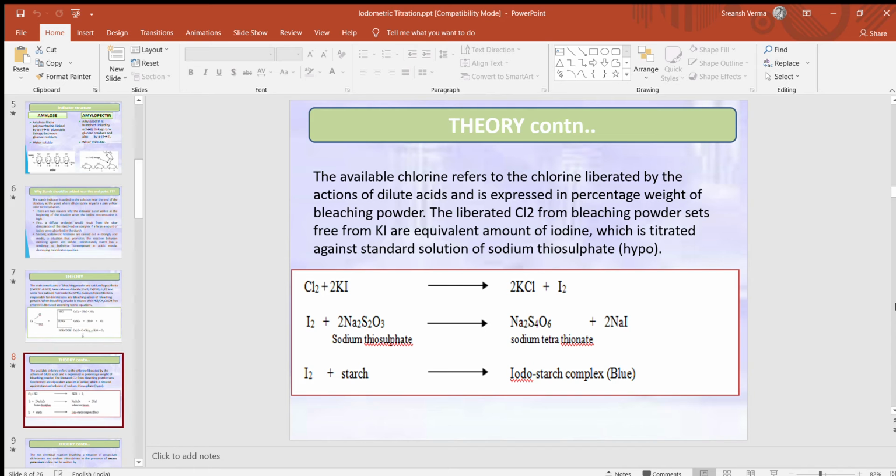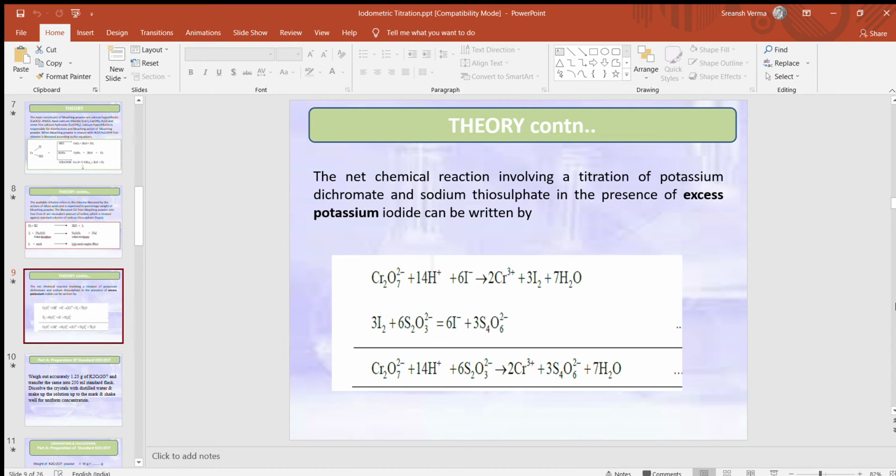This formation of iodostarch complex shows that the iodine which was present in the solution has now reacted with the starch. So at the moment we reach the end point, the solution turns colorless. That means the bluish black color disappears, and due to that the solution turns colorless in nature.